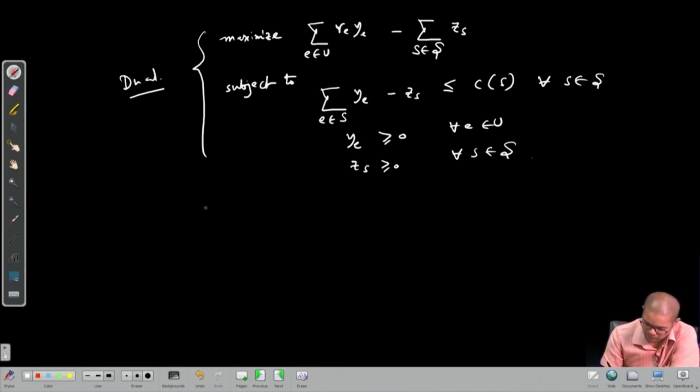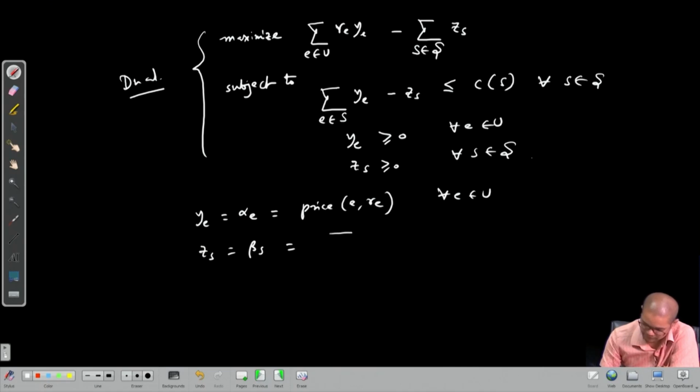We set y_e equal to alpha_e, which is just the price of (e, r_e), for all e in U, and z_S we set equal to beta_S, which is the summation over e covered by S in the algorithm.